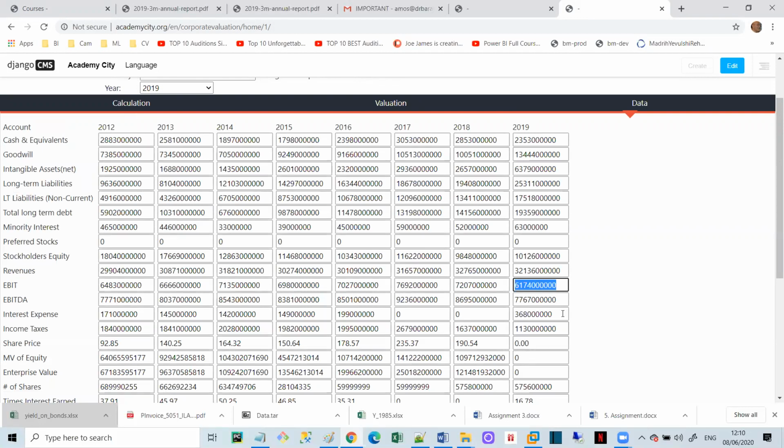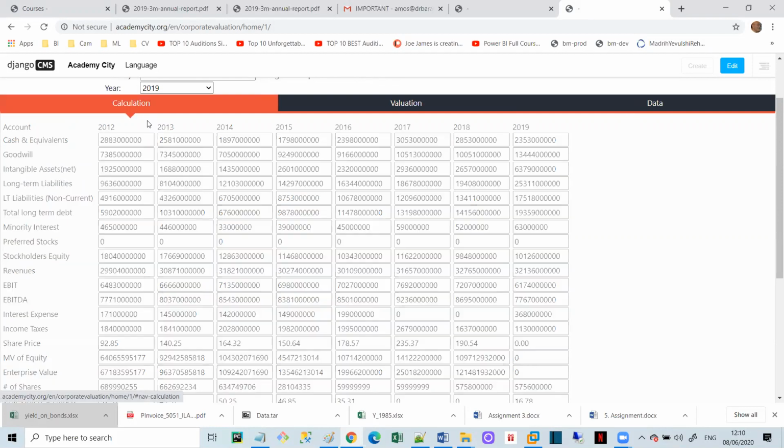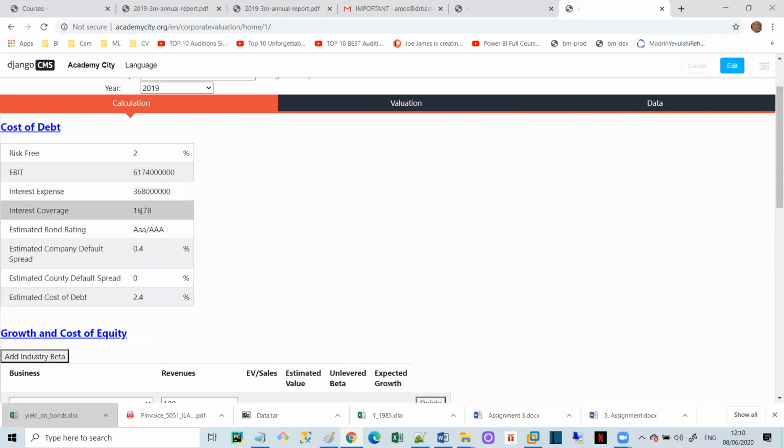And the interest expense, it's right this number. So this one divided by this one gives you 16.78. Okay, but what does that mean? How good is this company that has such a ratio? And for that you need another table.